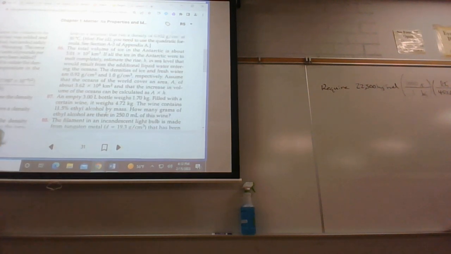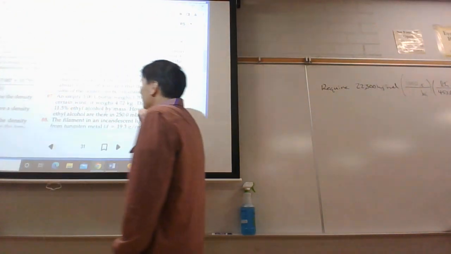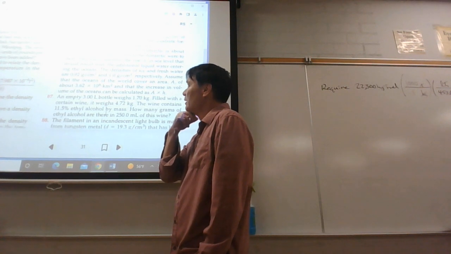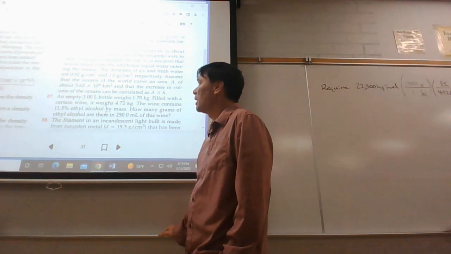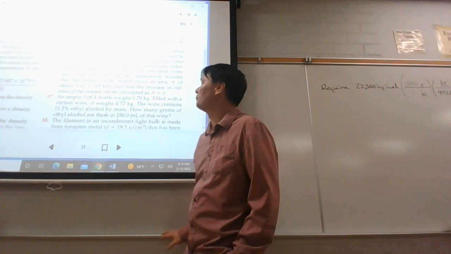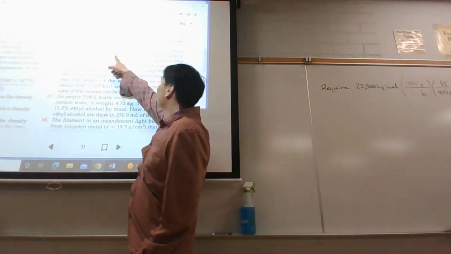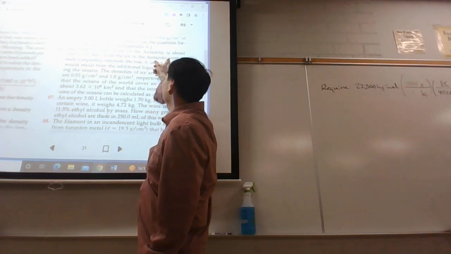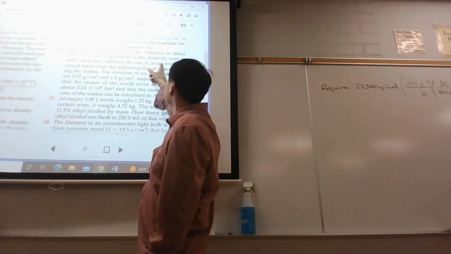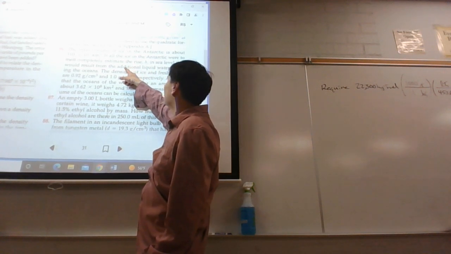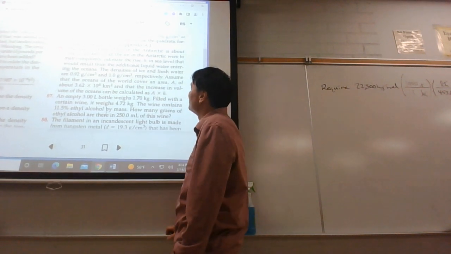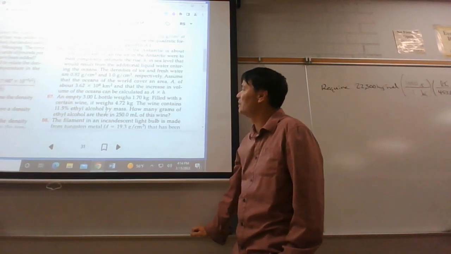86. I assigned 86, but now I regret assigning it. I must have thought this is an interesting problem because, you know, this is one of those things people always talk about. People always talk about the rise of sea level with global warming. So, anyway, the total volume of ice in the Antarctic is about 3.01 times 10 to the 7th cubic kilometers. If all the ice in the Antarctic were to melt completely, estimate the rise H and sea level that would result from the additional liquid water entering the oceans.